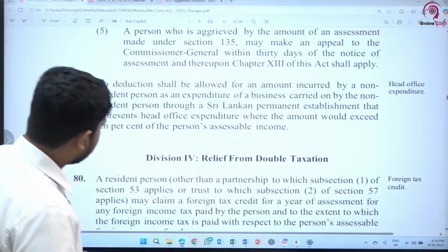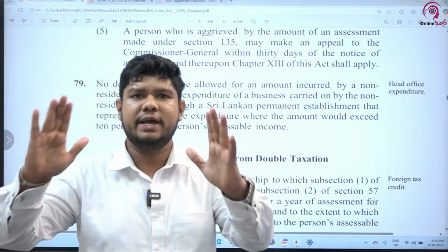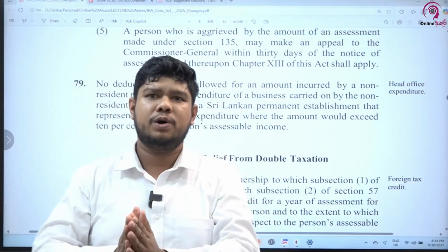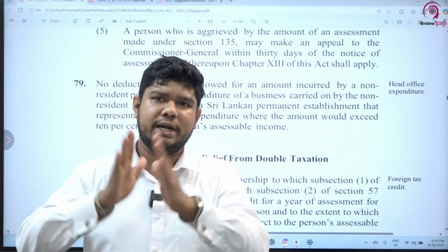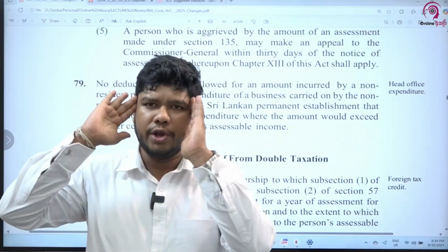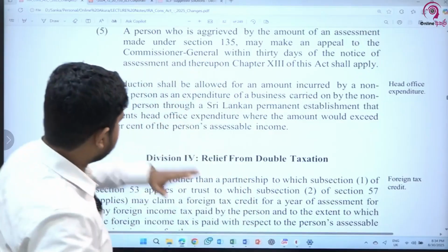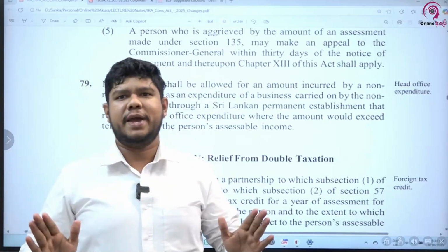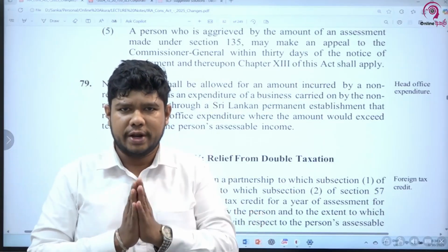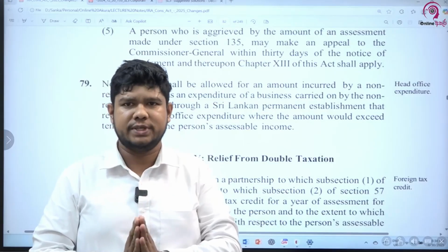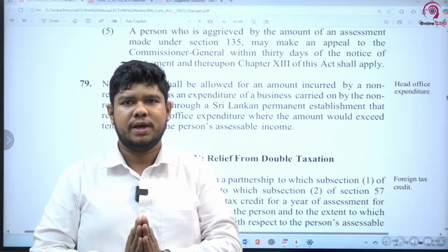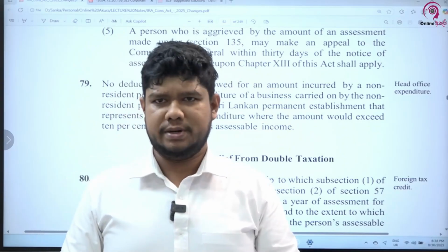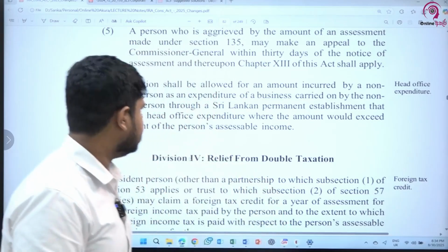But in simple terms, without going into DTA, OECD commentaries, UN commentaries, and other applicable laws, human rights, like non-discrimination provisions, without going on to all those, in simple terms, what this section says, student, is you cannot deduct any expense on head office expense if it is exceeding your assessable income more than 10%, right? That's what's mentioned here.